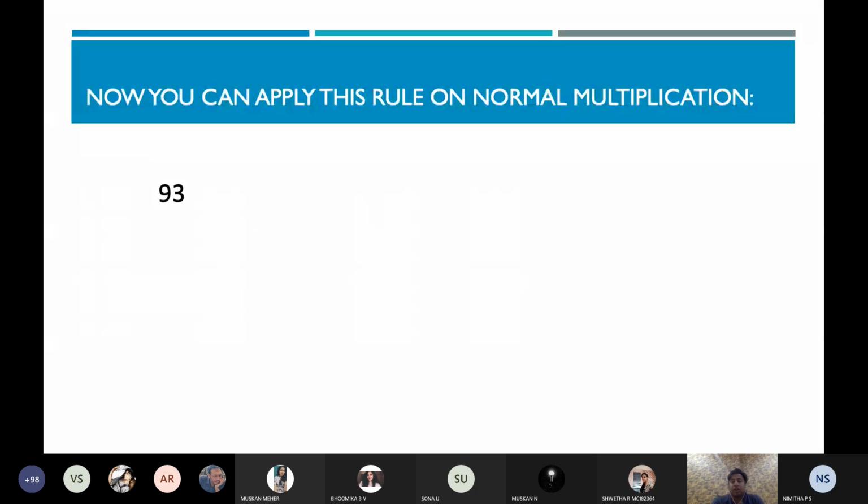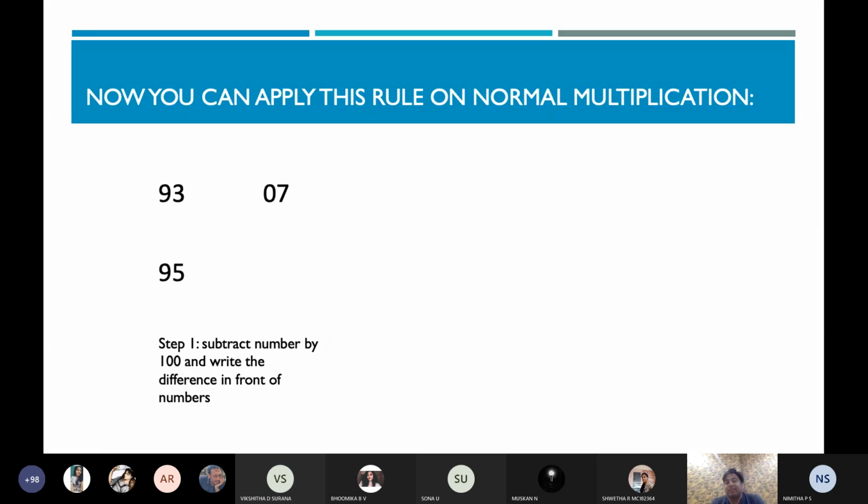Okay. Now, this rule is not only applicable to squares, but you can do different calculations as well with the help of this rule. Suppose I have to multiply 93 by 95. So what was the first step during the square? We subtract the number from 100. So 100 minus 93, you get 7. 100 minus 95, you get 5. Right?